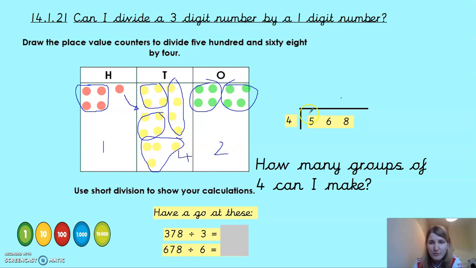Let's check using my formal method. So 4, how many groups of 4 can I make out of 5? I can make 1 group. I'm going to have 1 left over. Out of 16, I can make 4 groups. Out of 8, I can make 2 groups. Okay, so what I want you to do, pause me, have a go at these 2 questions here using either of the methods above. All right.